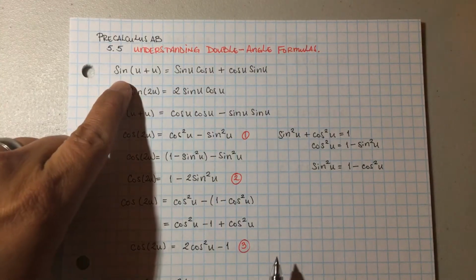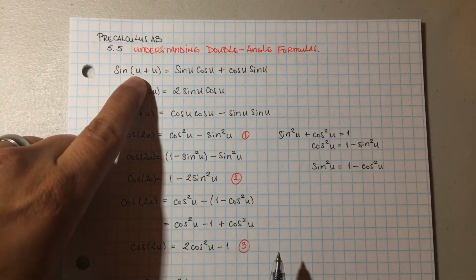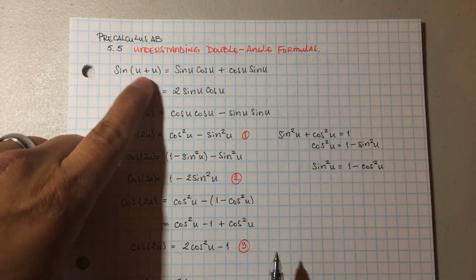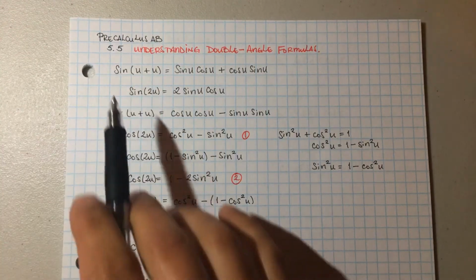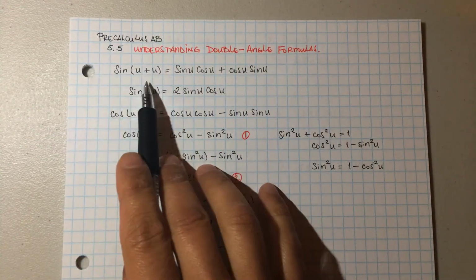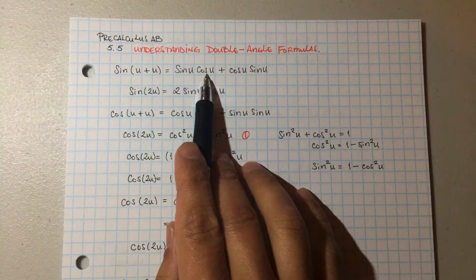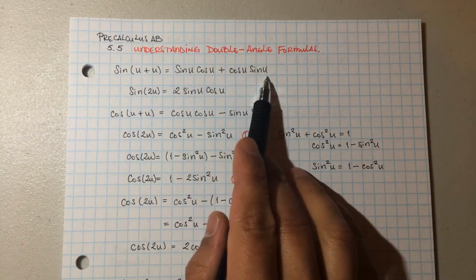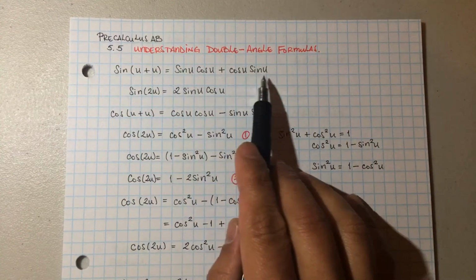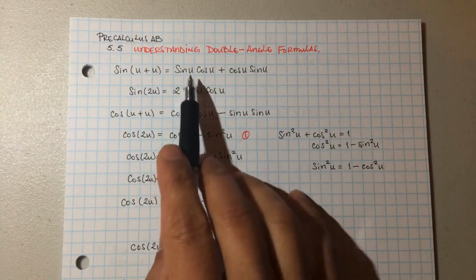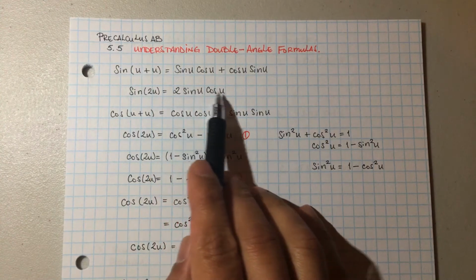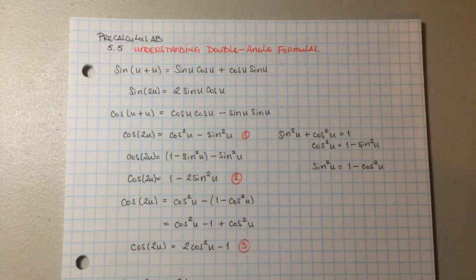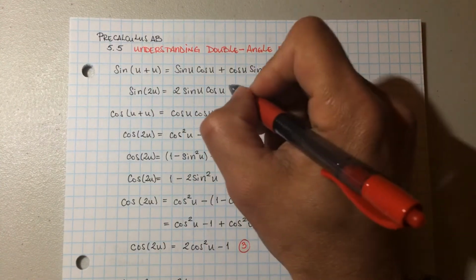But we know our sum formulas, right? So let's say we have two angles that are the same, u plus u, 30 degrees plus 30 degrees, or whatever the case may be. So we'll use our summation formulas here. Sine of u times cosine of u, plus, and then you switch it, cosine of u times sine of u. But because it's the same angle, what you're left with is 2 times sine of u cosine of u. And this is what we call the double angle formula for sine.